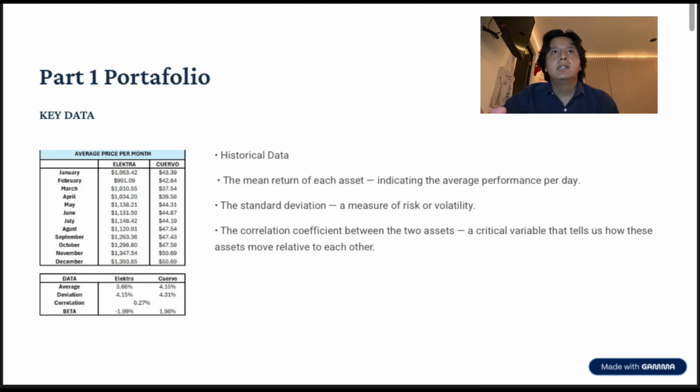For the first part of this activity, we had to calculate the average price per month of each asset. So we can see here we have the average of 12 months with Electra and Cuervo. With this information, we can start getting some important information such as the average, the deviation, the correlation between Cuervo and Electra, and the beta.